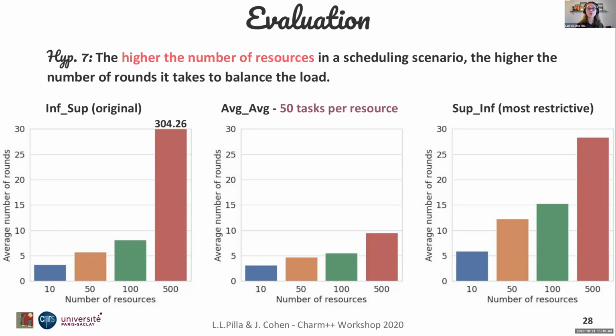So we have 3 figures for the 3 different algorithms that we had for the previous hypothesis. In this case, we have the average number of rounds on the y-axis, and each of the bars is a different number of resources. As we see here, in general, as the number of resources grows, the average number of rounds also grows. But there's something hidden here: we're having 50 tasks per resource in these situations. So when we're increasing the number of resources, we're also increasing the number of tasks in our system.